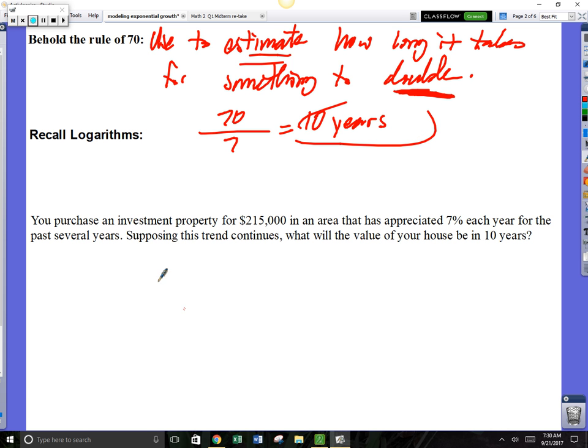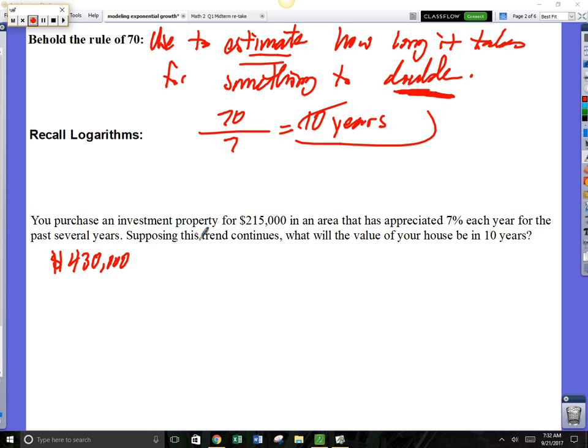So let's look at the problem. Supposing this trend continues, what will the value of your house be in 10 years? So we think the value is going to be something close to 430 grand. Alright, so let's work it out and find the exact value and see how close we are.